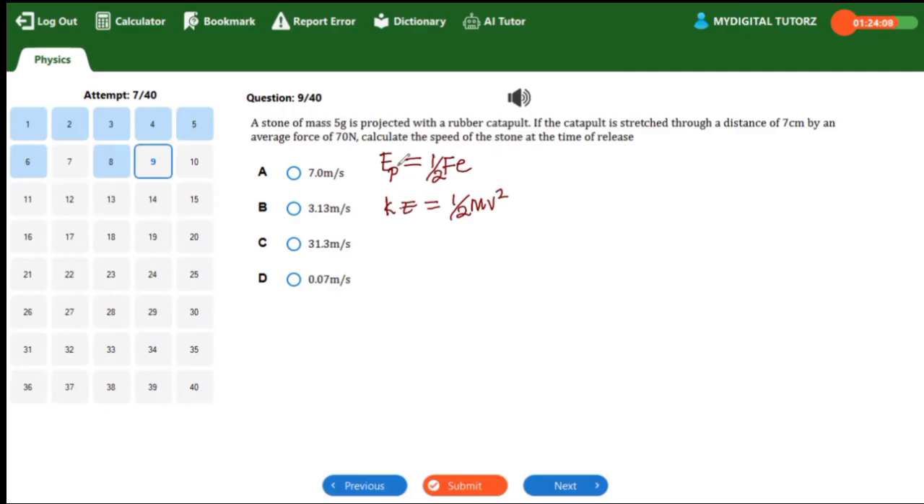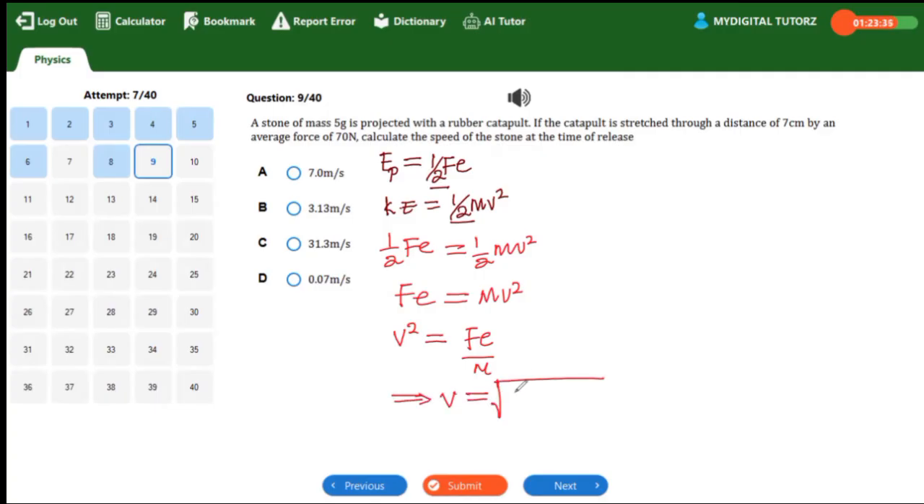So if it is converted, it shows that this will be equal to this. Therefore, we are going to have half Fe equal to half mv squared. So half is common. I can say Fe is equal to mv squared. So I can make v squared the subject of the formula. That gives us v squared equal to Fe all over m, which implies that v will be the square root of Fe all over m.